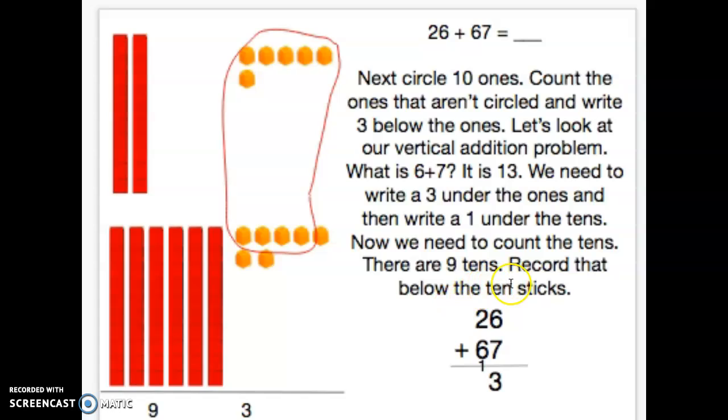If you look at the vertical addition problem, 6 plus 7 equals 13. So we're going to write a 3 underneath the ones, and then I'm going to put this 1 right here underneath the tens place. Now we need to go back and count our tens. There are 9 10s. 1, 2, 3, 4, 5, 6, 7, 8, 9. So record that below the tens column.